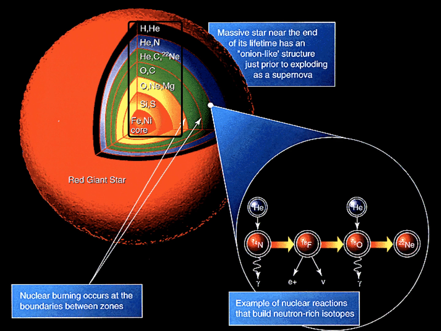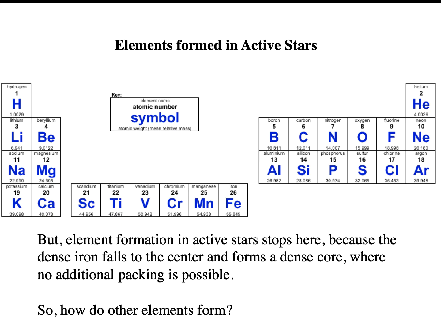So at the middle of those stars, you're left with iron and nickel in the core. And that's usually where it stops. So you stop at iron. So in the early universe and in active stars, things stopped at iron.